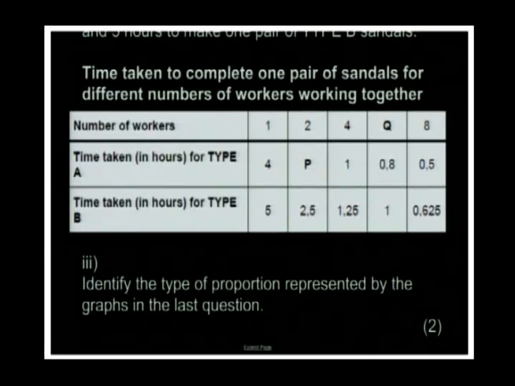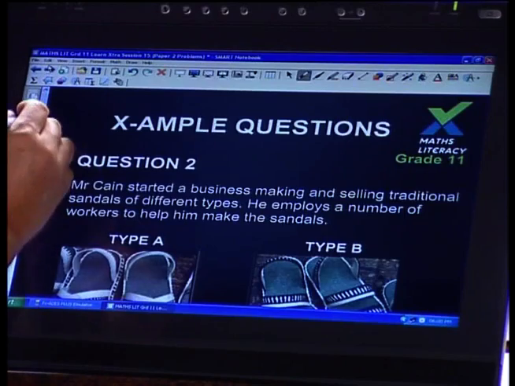Our next question says this. Identify the type of proportion represented by the graphs in the last question. In other words, what type of graphs are they? They're inversely proportional. Okay? So in other words, instead of saying we've got a constant gradient, we actually don't have a constant gradient at all. Okay? And we're starting up here and we're ending down there. Right, let's move on.